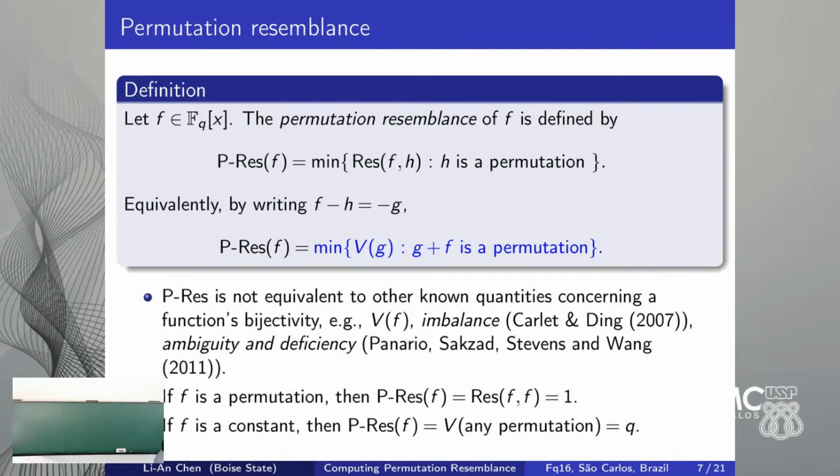And also, if you're thinking about this definition, then we can easily look at the trivial bounds. One extreme is when your f is already a permutation, then the permutation resemblance of f is just the resemblance of f comma f, so you have f minus f is a zero function, so you have one value. So in that case, it is 1. Another extreme is when f is a constant, then it will be a constant minus any permutation, so then the resemblance is maximal. And in our theory paper 2 years ago, we have a non-trivial bound for the cases in between.